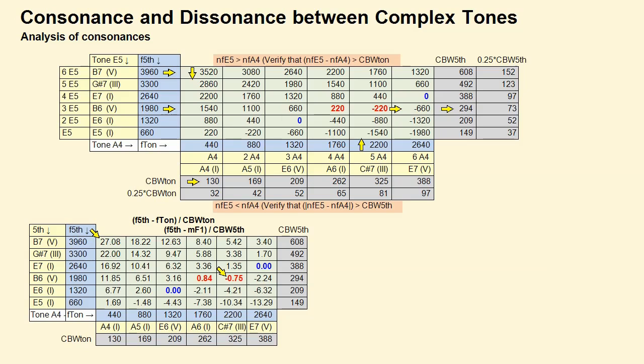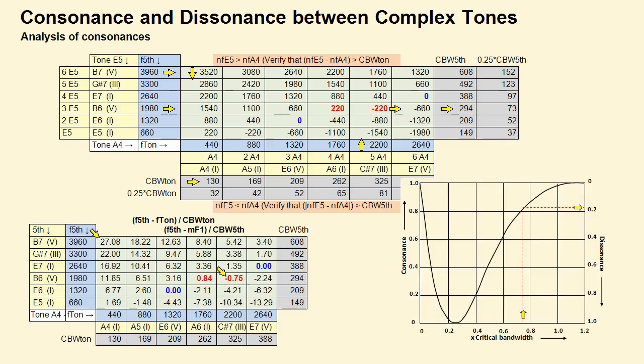Next, we will use the Plomp and Levelt curve of consonances and dissonances between pure tones to determine the degree of dissonance corresponding to each of the pairs considered. It is easy to see that the first pair has zero dissonance, since the fraction x equals 27.08, which is much greater than 1. On the other hand, the fraction x equals -0.75 corresponding to the second pair indicates that it produces a dissonance of approximately 0.19.